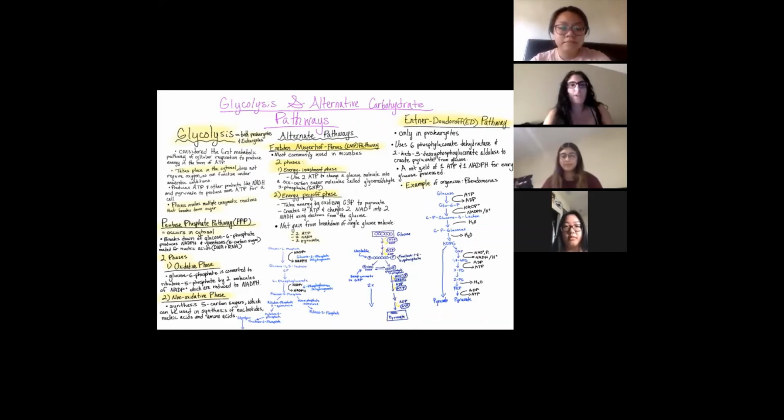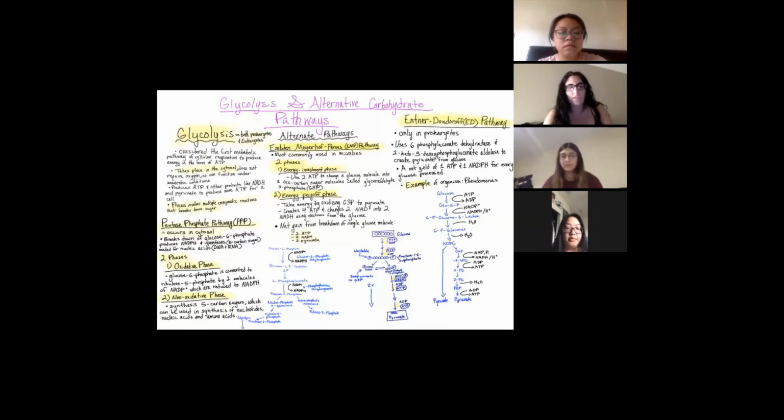The third pathway is the pentose phosphate pathway. It's the PPP. This occurs in the cytosol. It breaks down glucose phosphates to produce the NADPH and pentose to create the nucleic acid. There's 2 phases. It's the oxidative and the non-oxidative.